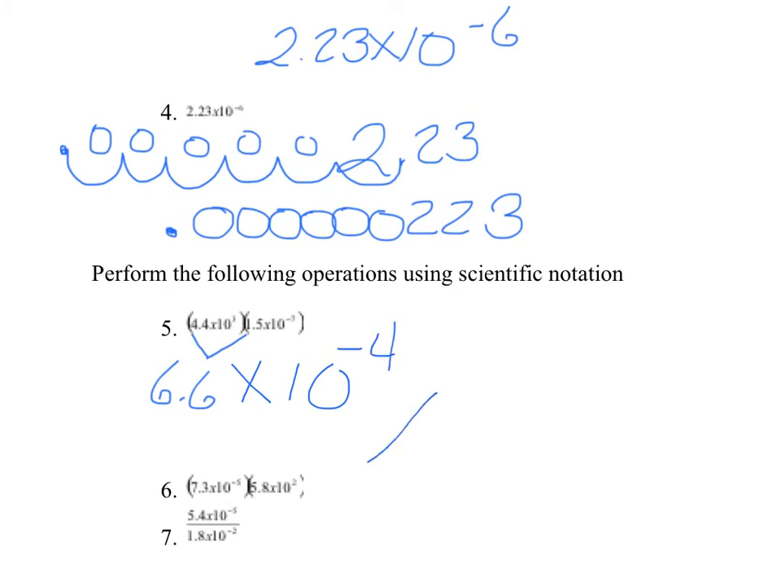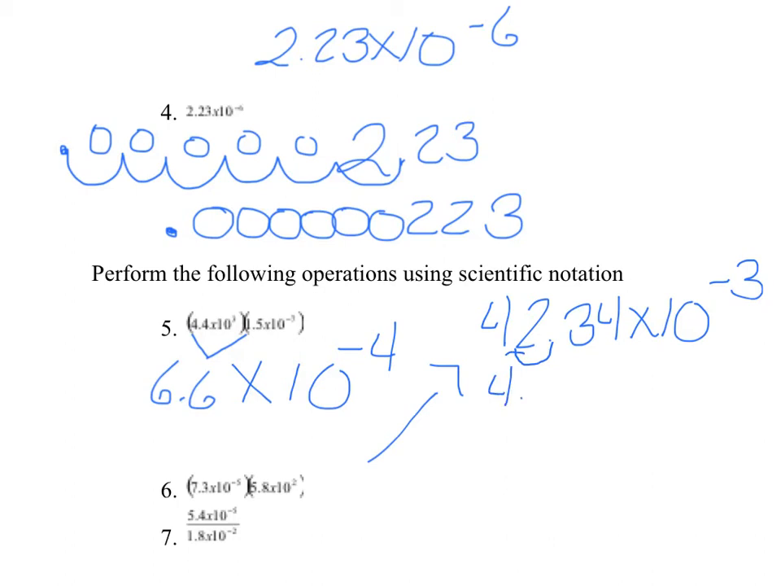Number 6 I will do over here so I have a little more room. I'm going to multiply the two numbers together. That gives me 42.34 times 10, and I'm going to add my exponents. This is negative 5 minus 2, that's negative 3. In this case, I'm not finished yet. If you'll notice, I have two numbers in front of that decimal point, and I only want one. So I need to move the decimal point forward one spot between the 4 and the 2.